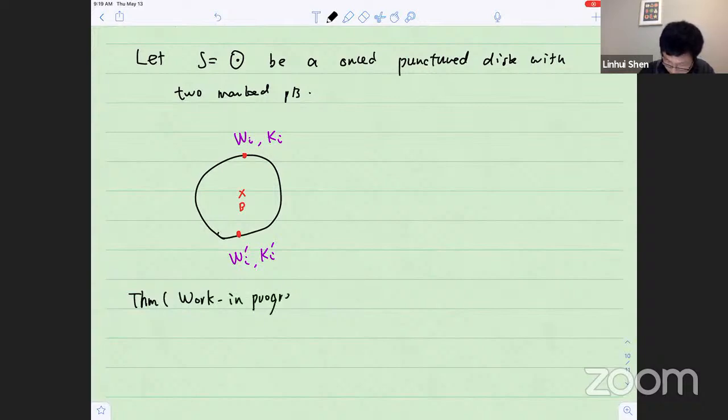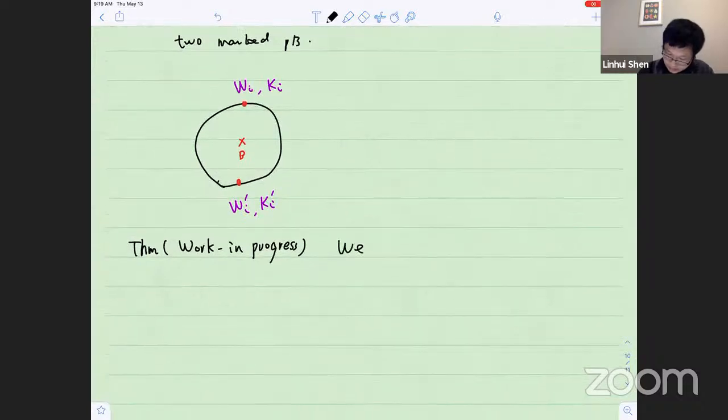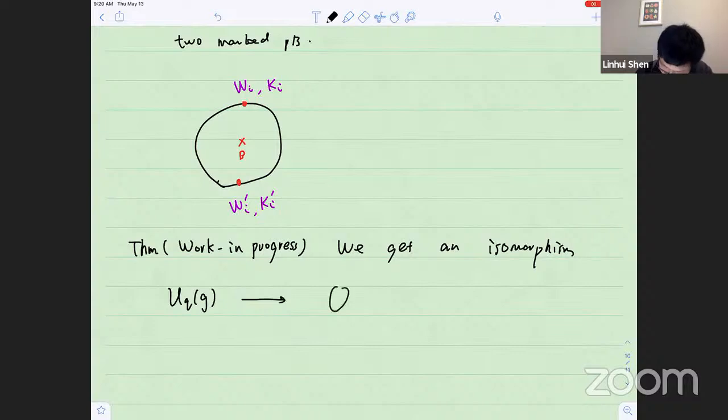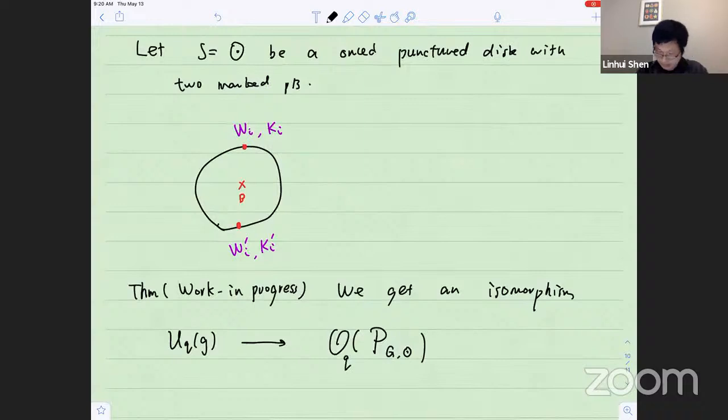And in fact, we can get a natural isomorphism from the quantum group to, so we can consider the moduli space associated to this surface, and we can consider the quantization. And for this flag, there is a Weyl group action. So again, we can consider the W invariance of this. And also, it turns out KI times KI prime is a central element here, and we can trivialize this central element, KI prime.